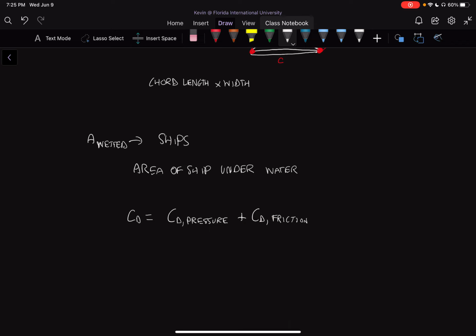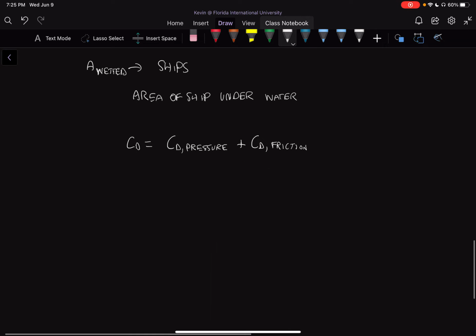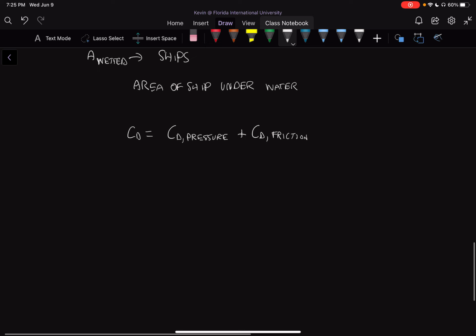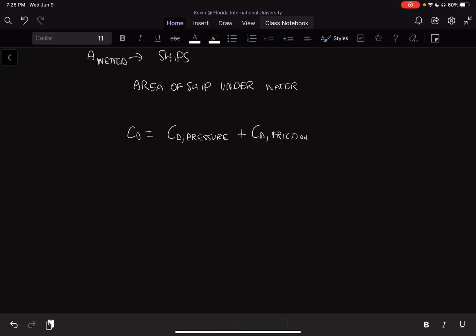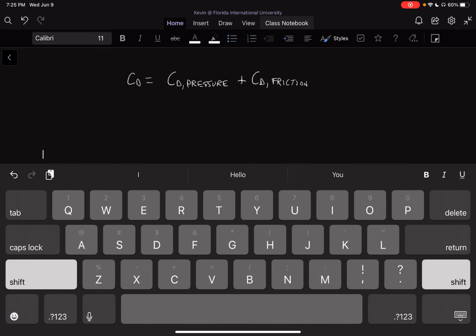Okay, and I'm going to copy over a diagram now to show you the effect of the friction drag percent versus the pressure drag percentage as a body becomes more and more blunt, essentially. Okay, so we're going to look at the difference between blunt bodies and slender bodies. So I'm going to copy over a diagram here that will explain what is happening.